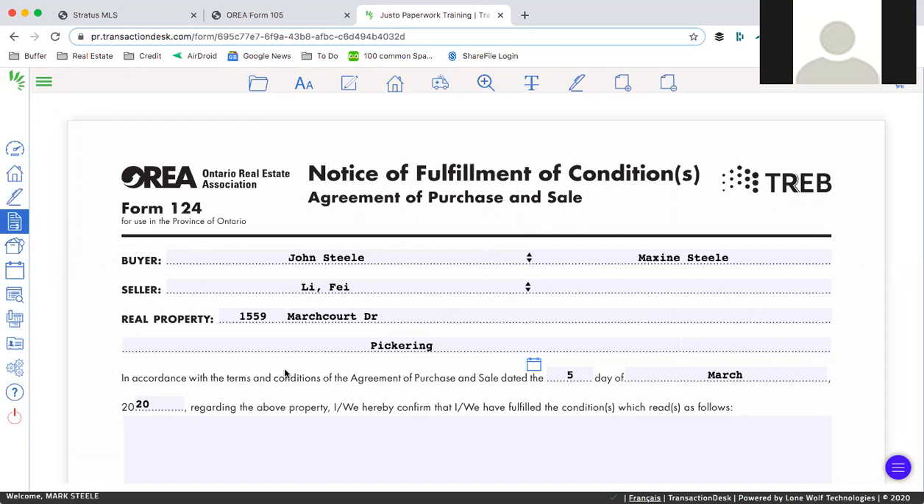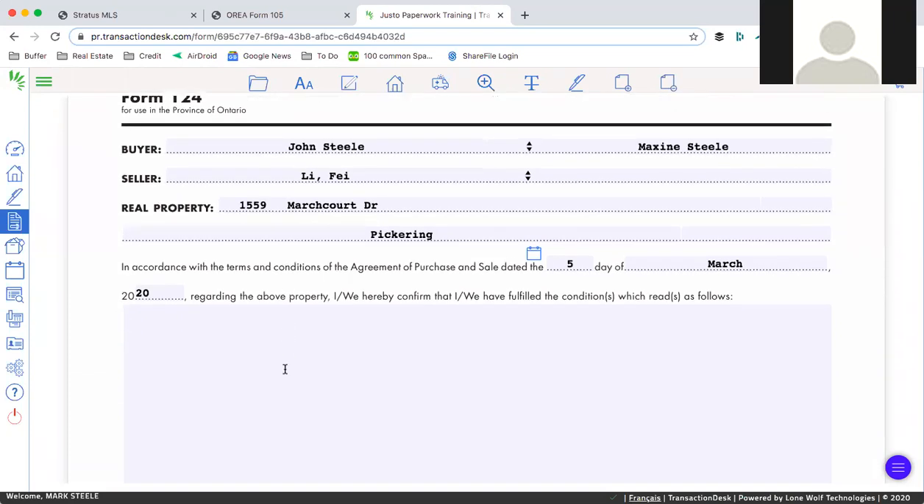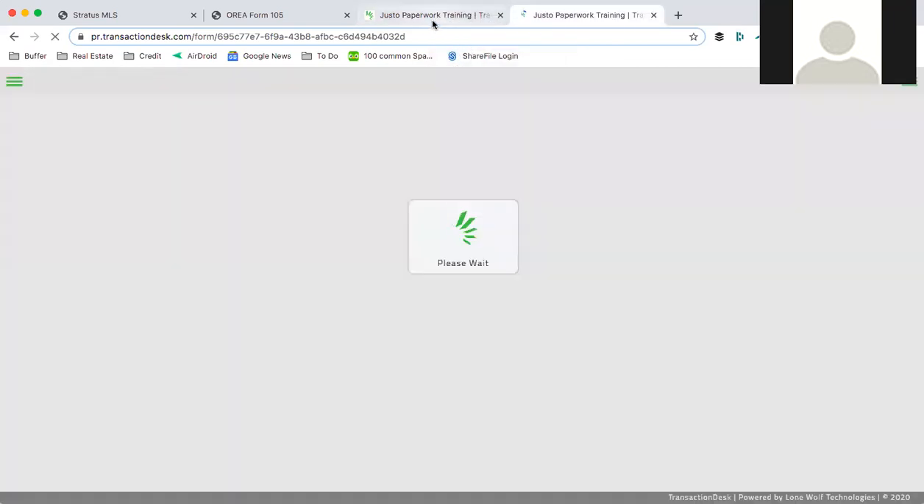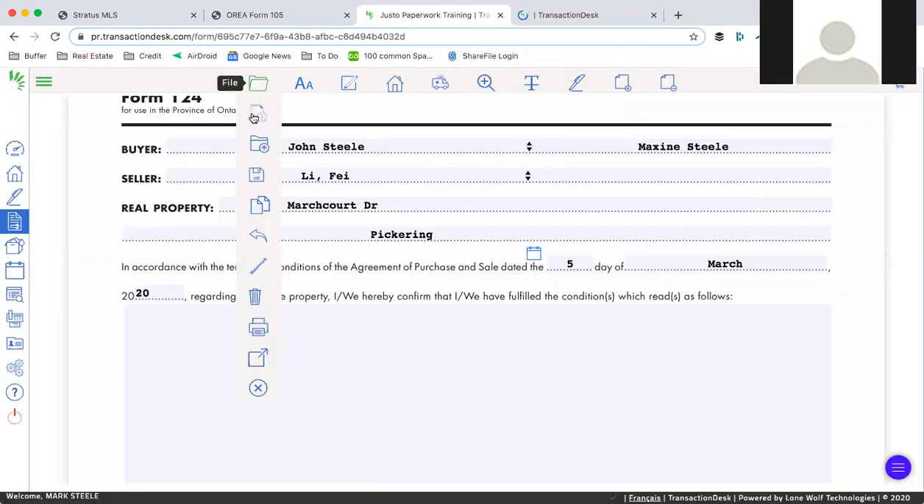So once you fulfill those conditions, you have your client do the inspection, everything passed to their satisfaction. You've done the financing condition, and your clients now have a mortgage that is approved and they're ready to go firm with the deal. You copy and paste the exact wording of those conditions from your agreement of purchase and sale into this document here. So just to be clear, I'm going to show you what that looks like, just for the sake of being thorough.